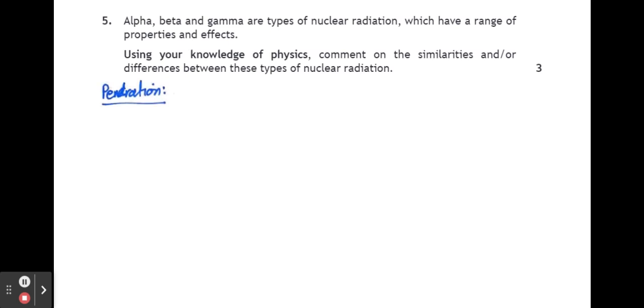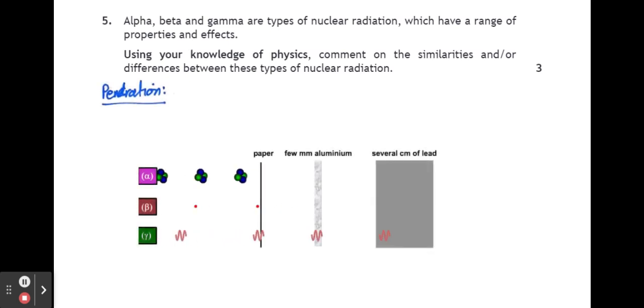We could think in terms of its penetration properties. So alpha, because it is the largest particle, is the least penetrating. So it will be blocked by a single sheet of paper. Beta is a little bit more penetrating. It will pass through paper, but will be absorbed by a few millimeters of aluminium, whereas gamma will pass through most things and will only be absorbed even partially by a few centimeters of lead.